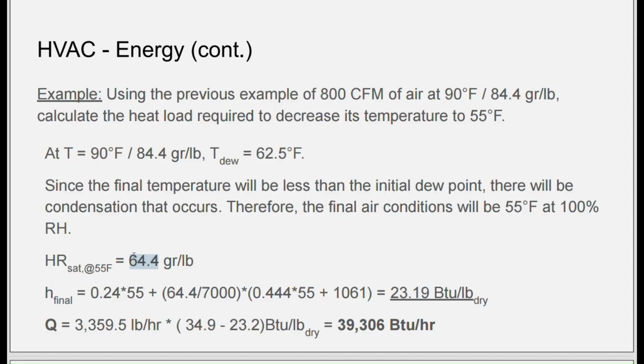Now that we know this, we can find the enthalpy in the final state. If we do our long equation, which is what the macro does behind the scenes, we would get 23.19 BTUs per pound. So our total heat transfer from this initial state to that final state is going to be 39,306, which is going to be something like 3.2 tons of cooling.